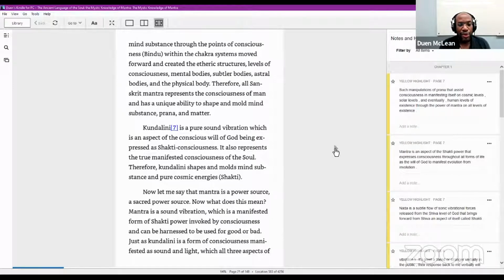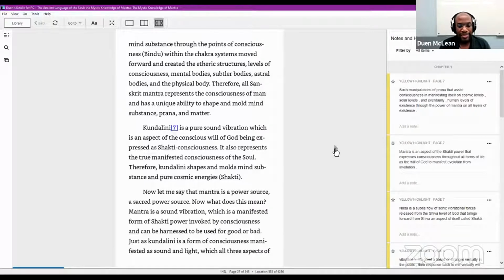Kundalini is a pure sound vibration, which is an aspect of the conscious will of God being expressed as Shakti consciousness. It also represents the true manifested consciousness of the soul. Therefore, Kundalini shapes and molds mind substance as pure cosmic energies, Shakti.